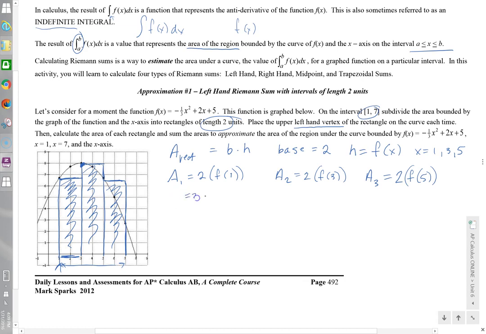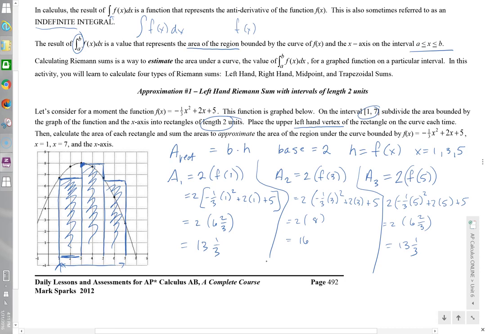So this one's going to be 2 times f of 1. So f of 1 is -1/3 times 1 squared plus 2 times 1 plus 5. So that's equal to 2 times 6 2/3, which is equal to, let's see, 12, 13 and 1/3. I'm going to let you do the area for the second and third rectangle and check your math.